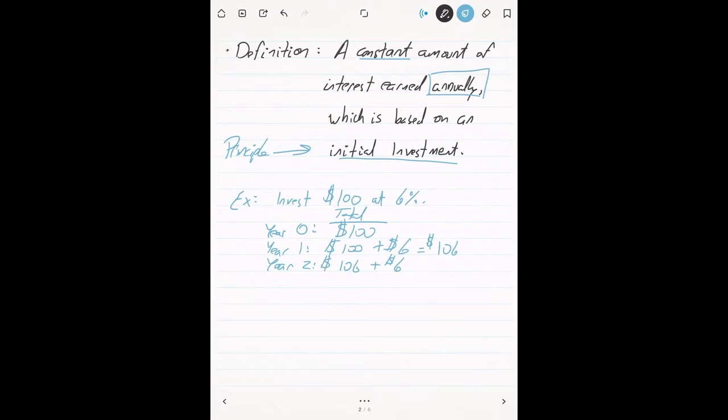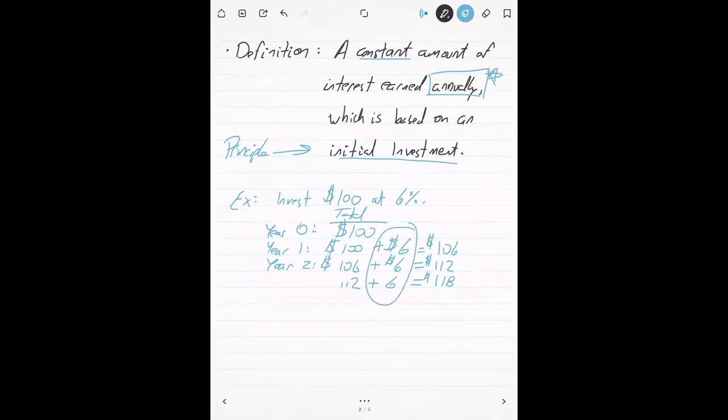So now it's $106 plus $6 gets you $112. And then the following year, you have the $112 still, plus 6 to get you $118. And so on and so forth. This is simple interest, okay? This is only happening annually. You're only given this interest annually.